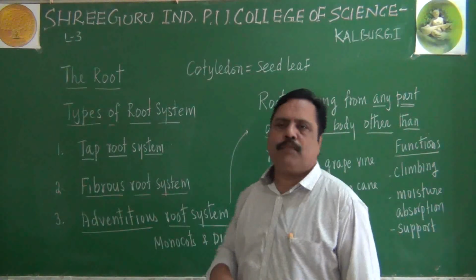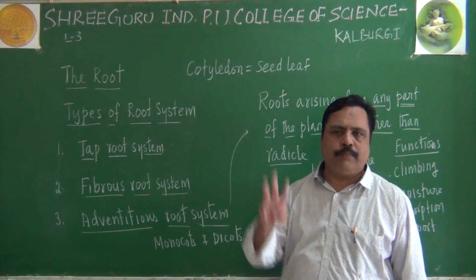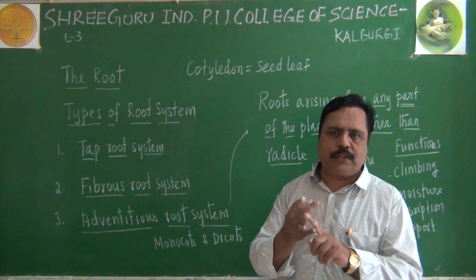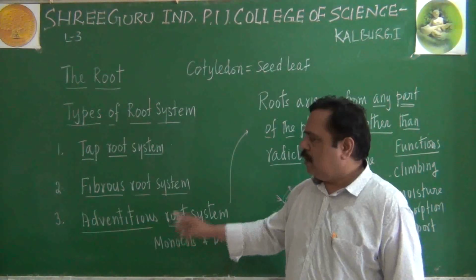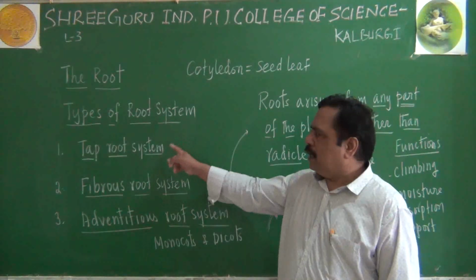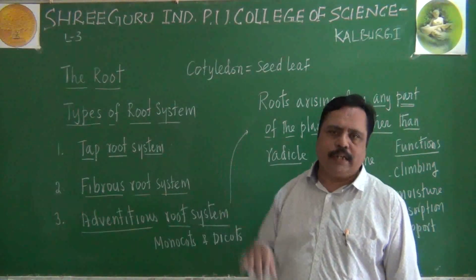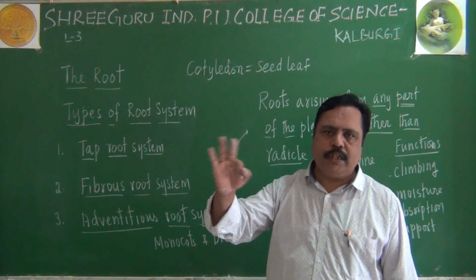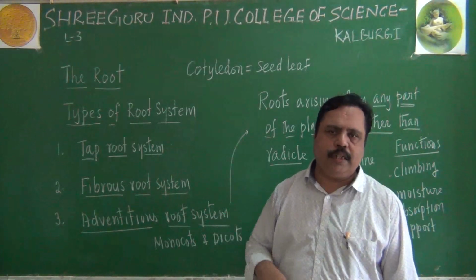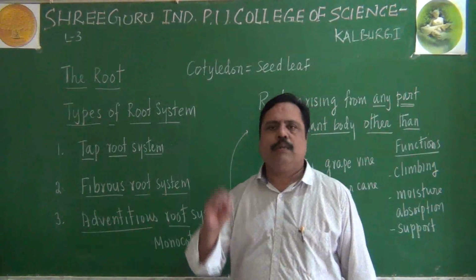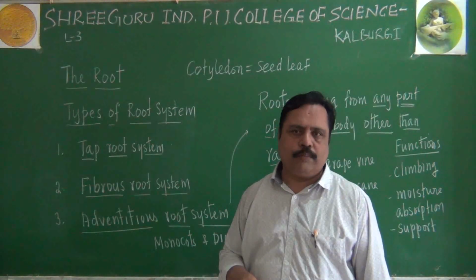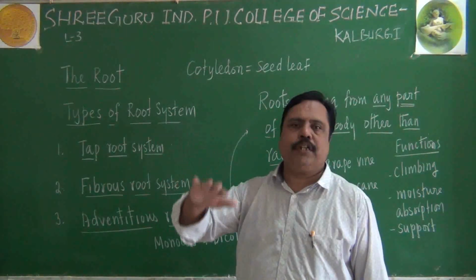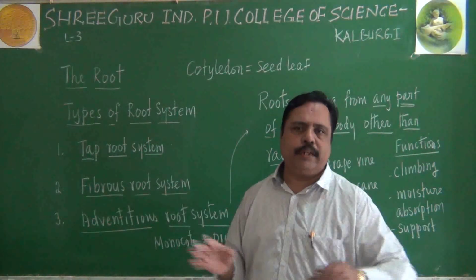So how many types of root systems are there in angiosperm? There are 3 types. One is taproot system, second one is fibrous root system, third one is adventitious root system. Taproots, majority of the dicot, arising from the radicle. They can be differentiated into primary, secondary and tertiary roots. Fibrous root, majority of the monocot, are arising from the radicle, but they cannot be differentiated into primary, secondary and tertiary parts.